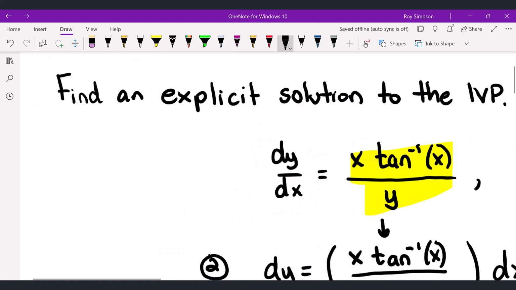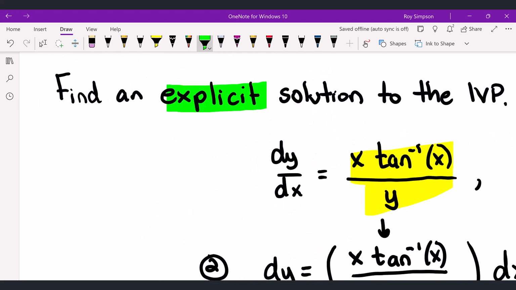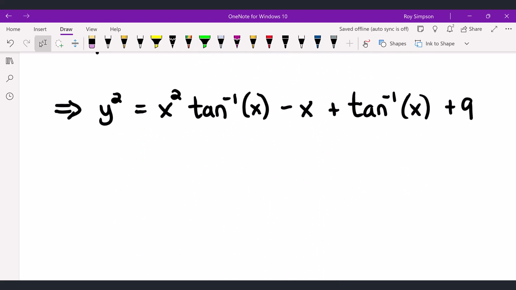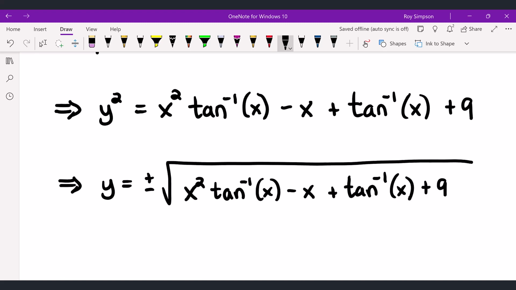Now, if they told us to find an explicit solution to our IVP, and they did, that means we don't want that implicit form of y squared equals, we want y equals. So this is going to involve a little bit of thought process, but just a teeny little bit. You may look at this and say, of course, I know what's going to happen. You're going to take the square root of both sides. But the problem is, when you take the square root of both sides, it's not a function. You get a plus or minus square root. And that's not an explicit solution because it gives me two options. Explicit solutions should only give you a single option.